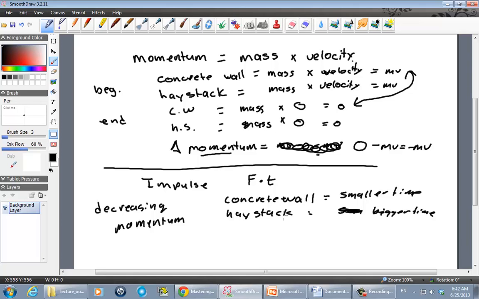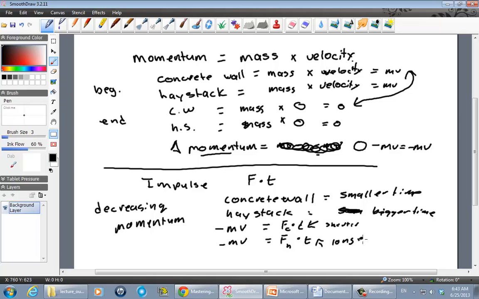And so since we have the same change in momentum, so we have minus mv in both cases, in both cases we have force times time. This is a different force. That's the force for the concrete wall. That's the force for the haystack. Now, we know this is shorter for the concrete wall. So the time is shorter for the concrete wall. It's longer for the haystack.